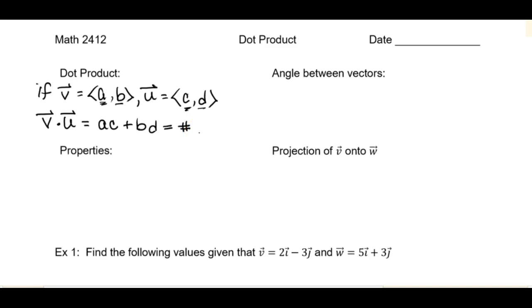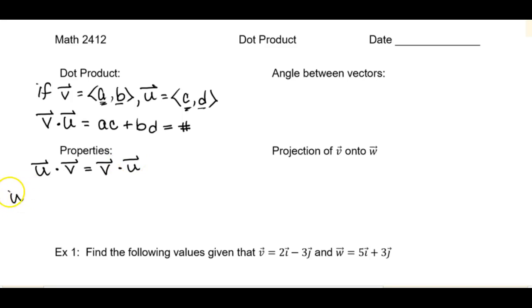Before we go on and do some more multiplying of vectors, let's talk a little bit about some of the properties of vectors. One big one is that if you are doing the dot product of u dot v, it's the same as doing the dot product of v dot u. So the commutative property still applies.